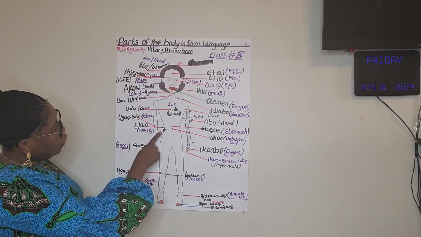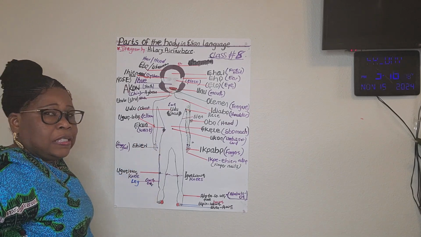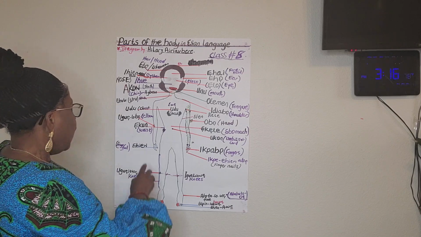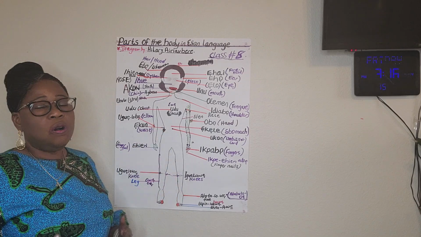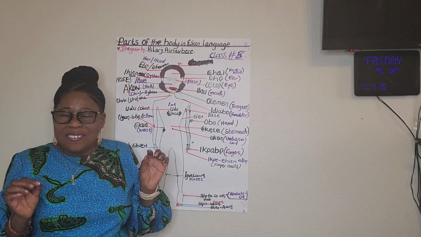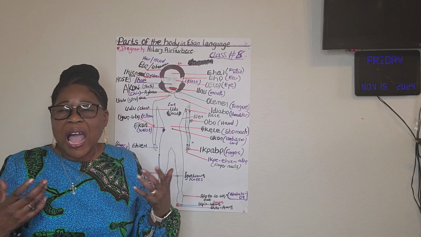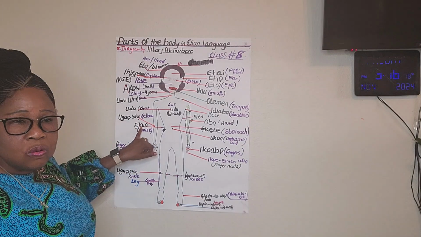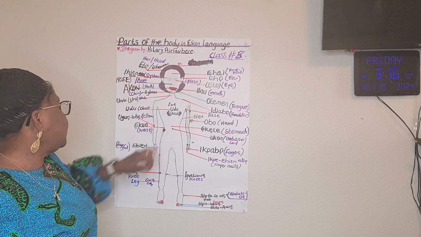And then you come down, you see the waist. This is my waist here. I'm a little short, you may not see it. My waist. And then waist in Esan is called ekun. Some people have a little accent to it, call it akun. Okay, but ekun or akun is the waist.